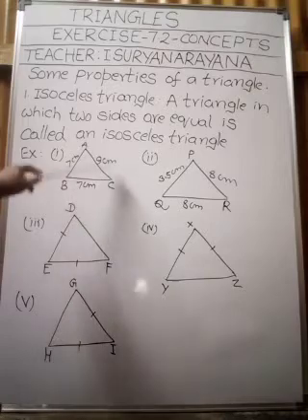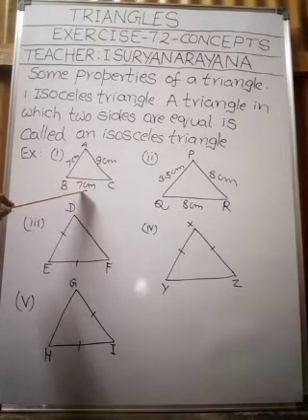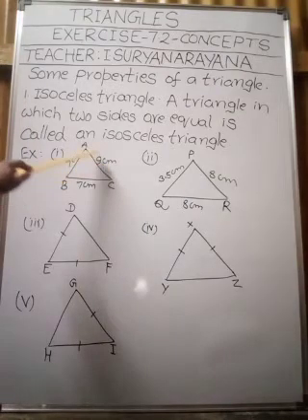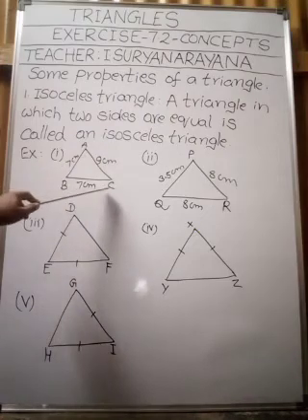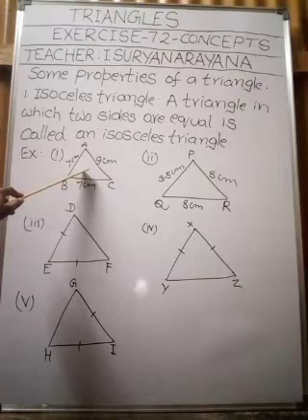See, in this triangle ABC, AB is 7 centimeters, BC length is 7 centimeters, and CA length is 9 centimeters. So if you observe these sides, here AB equals BC. So this is called an isosceles triangle. This is an example for an isosceles triangle.